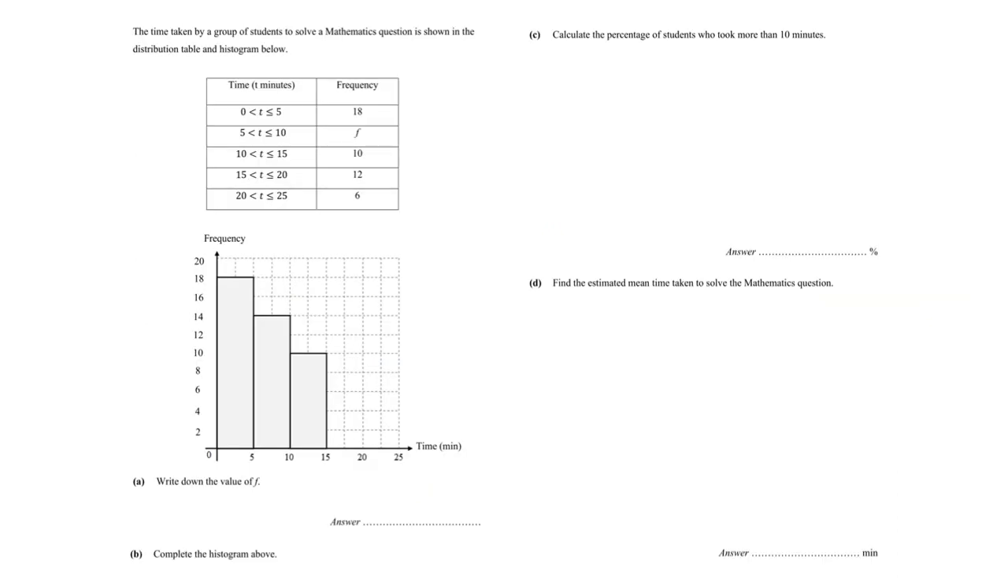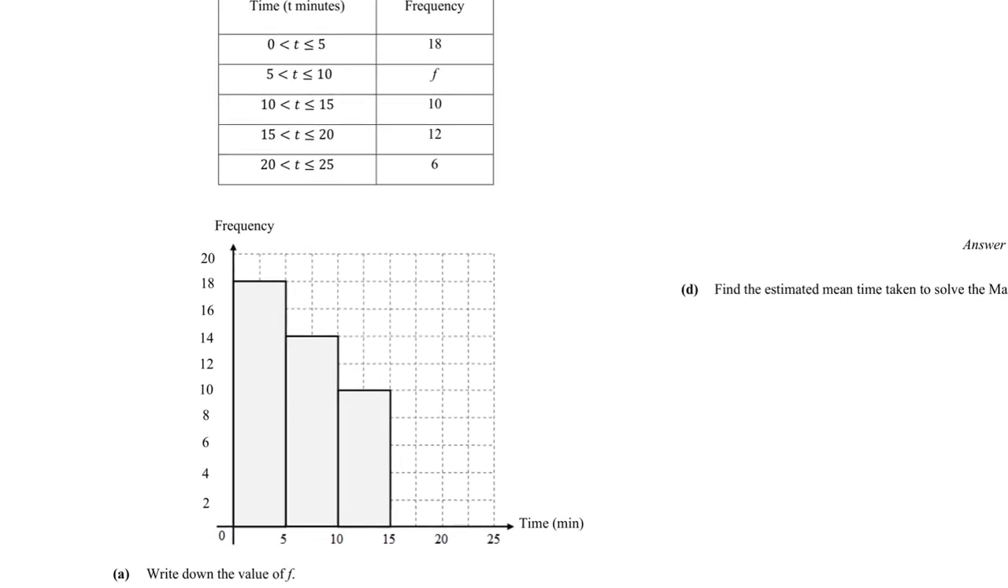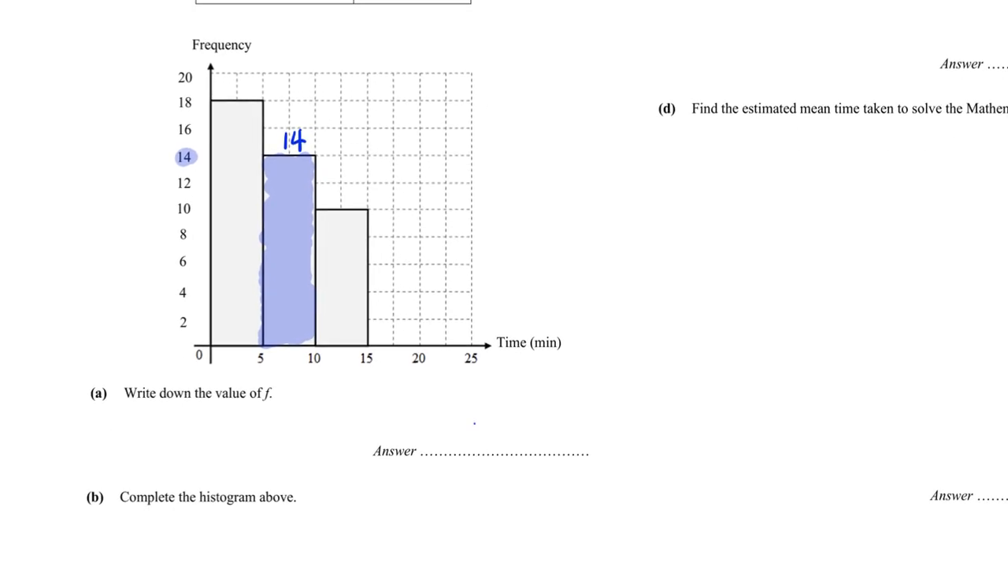Hello everyone, welcome to this question where we are given the time taken by a group of students to solve a mathematics question in a distribution table and histogram. And write down the value of this f for part A, which happens to be from 5 to 10. So actually we are looking at this particular class here, and I saw that it relates to 14. So my answer for f, 14.